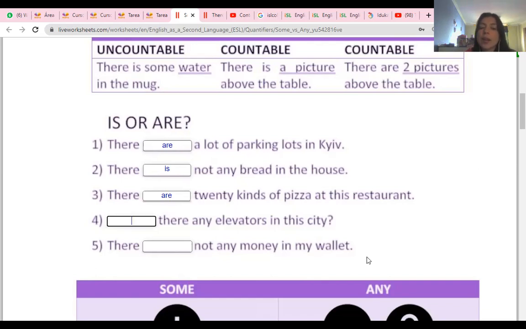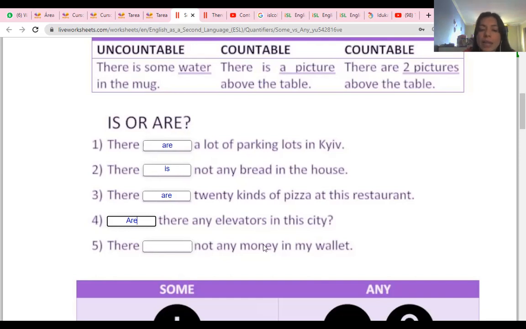In this part, are there any elevators in this city? Elevators. There is or there are? Are there any elevators in this city? Yes, because we have elevators in plural. No tenemos nada de elevadores en esta ciudad, ningún elevador. ¿Sí? No hay nada de elevadores. Ascensores, ¿no?